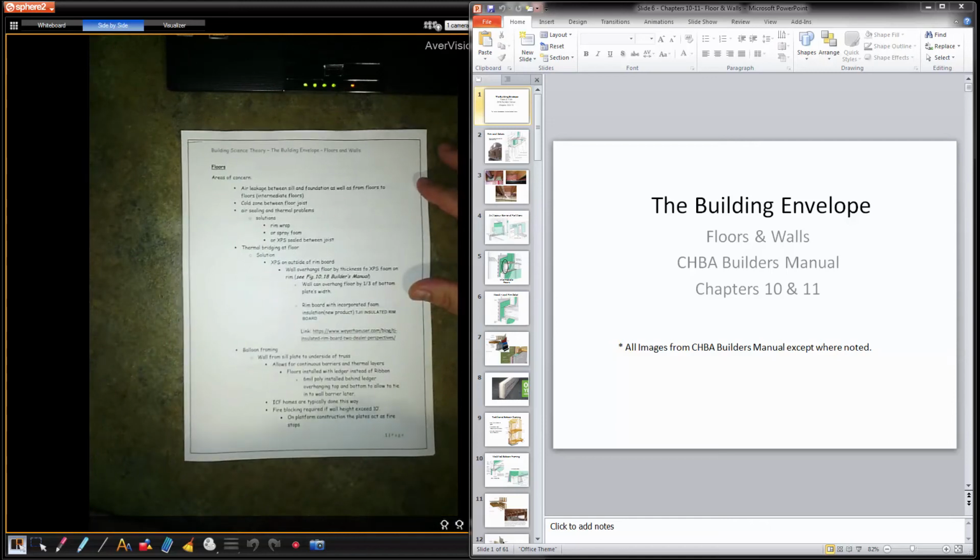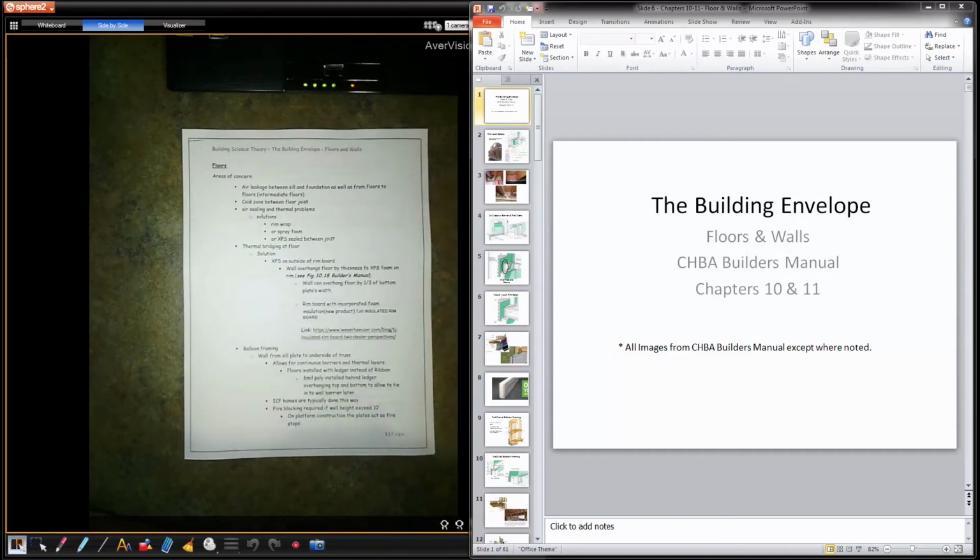Building envelope, floors and walls, week 11 discussion. We're looking at floors and walls. You can see I have the PowerPoint up here on the screen.